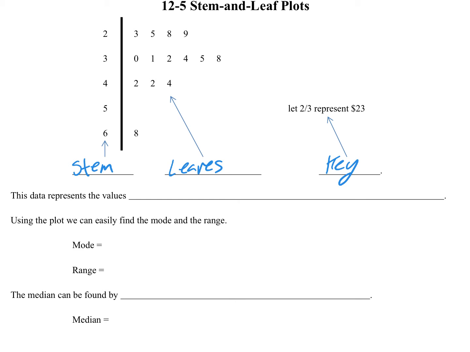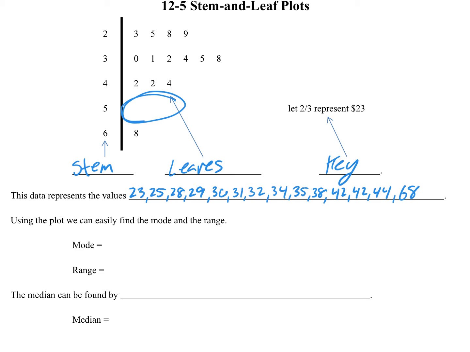So in this first row here, we have the numbers 23, 25, 28, and 29. And then the second row tells us about our numbers in the 30s: 30, 31, 32, 34, 35, and 38. Then our numbers in the 40s: 42, 42, 44. We have nothing in the 50s because there's nothing written right there. And then we have one number in the 60s, 68.